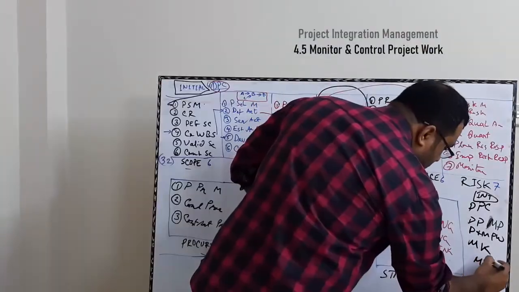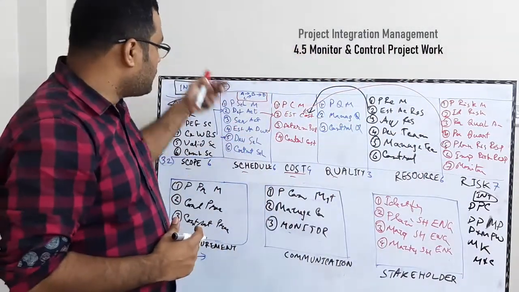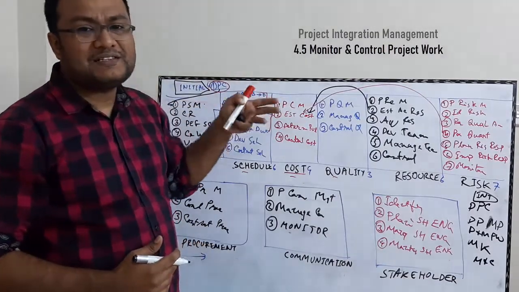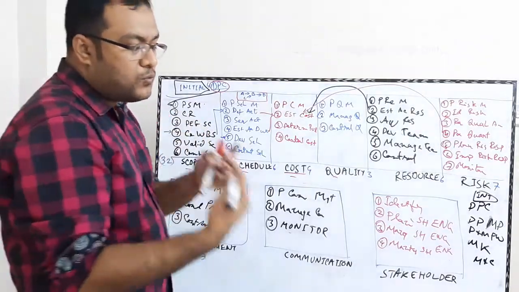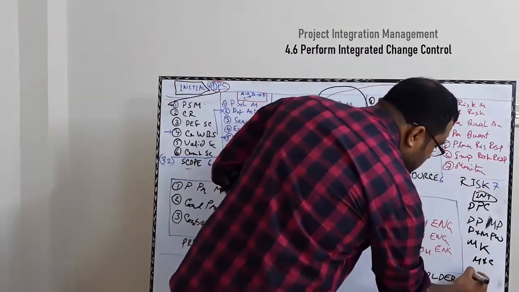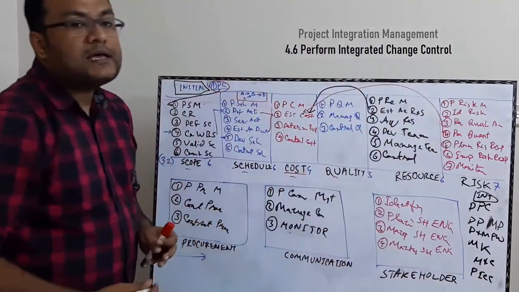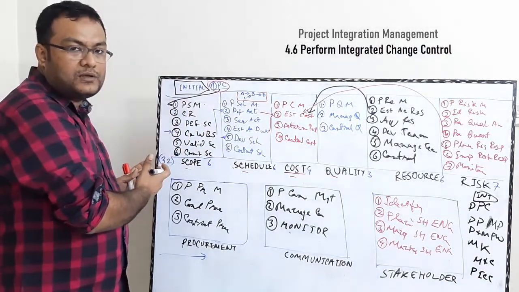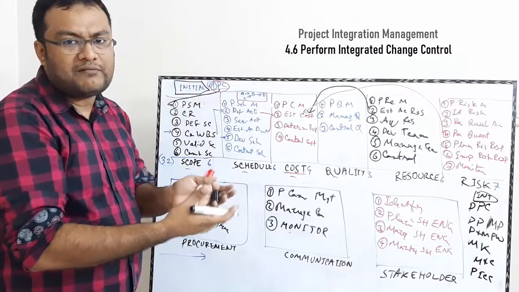You do the monitoring and control of the project work. So you monitor your scope, schedule, cost, quality, risk, resource. You have monitoring for all the knowledge areas, right? And what you did not do till now is perform integrated change control. That means a change in the cost, is it impacting my schedule? Is it impacting my scope? Is it impacting my quality, risk?